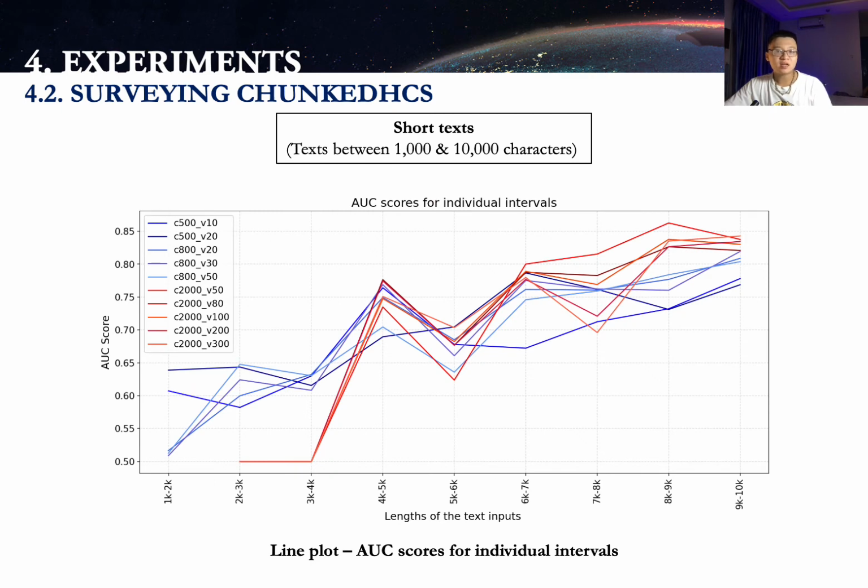So here are the 10 combinations of chunk size and vocabulary size in which ChunkedHC has the highest AUC score for the entire short text dataset. We can see that short chunk sizes of 500 and 800 characters could be a suitable choice for text between 1,000 and 4,000 characters. For text between 4,000 and 6,000 characters, there's no chunk size among the nominated ones. For text between 6,000 and 10,000 characters, the chunk size of 2,000 characters offers a good result for all cases shown.